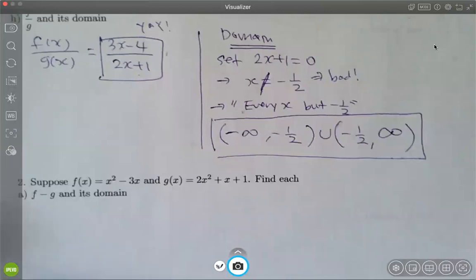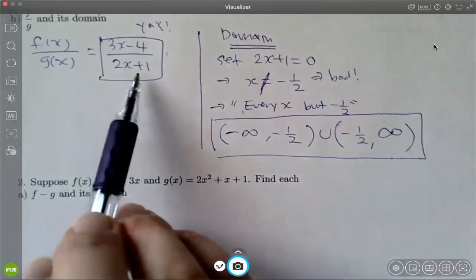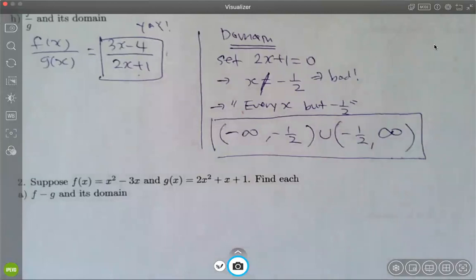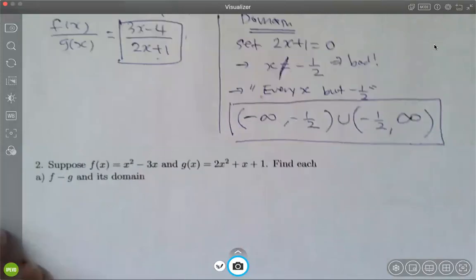Okay, so remember the quotient function is the easiest to find, but you have to be careful with finding the domain because in 99.9% of the cases, the domain won't be everything. So you have to ask, then what about that missing 0.1%? Can it be everything? You'll see.